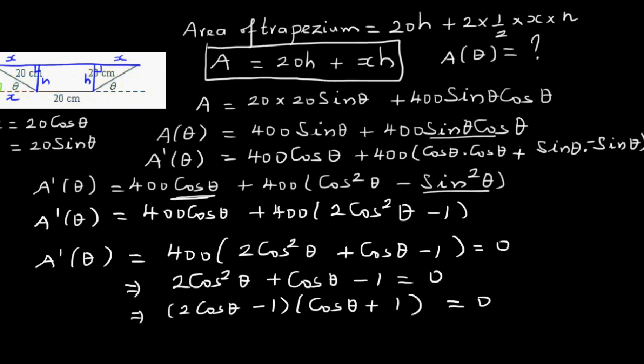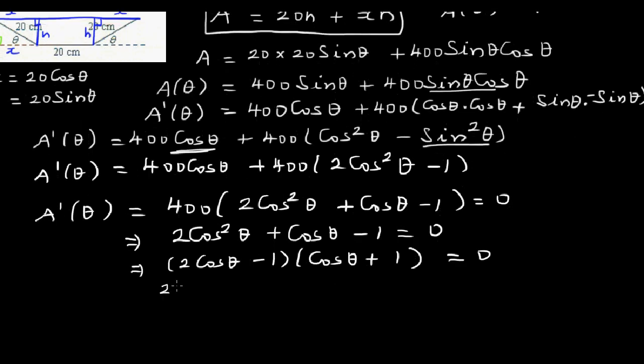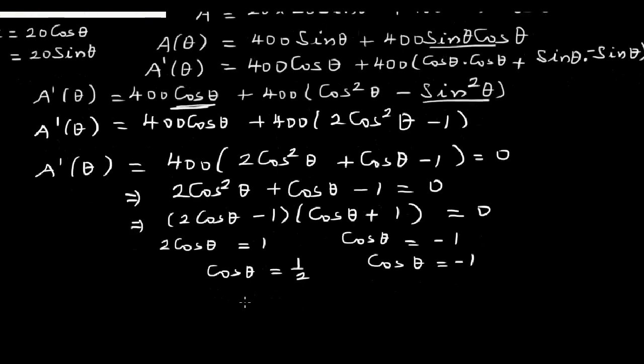So now solving for theta, you can say 2 cos theta is equal to 1, or cos theta is equal to negative 1. So cos theta is half, or cos theta is negative 1. So theta is cos inverse of half, you can use your calculator, or theta is cos inverse of negative 1.